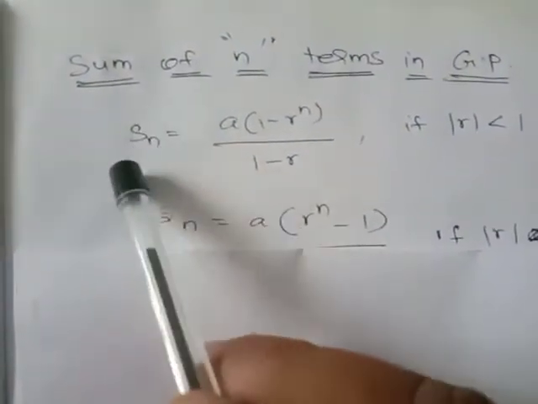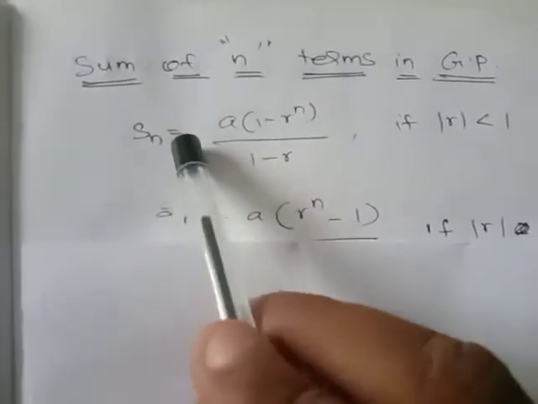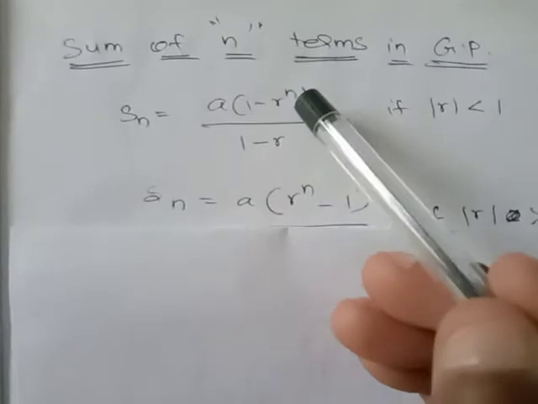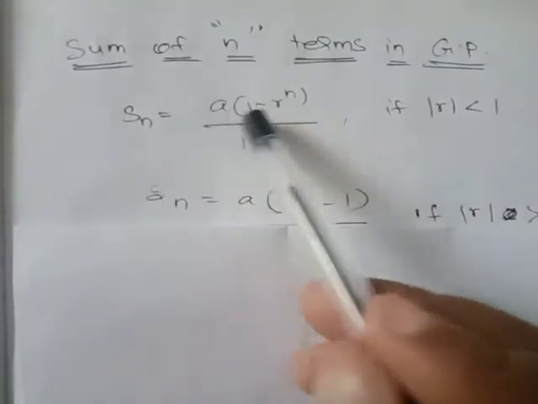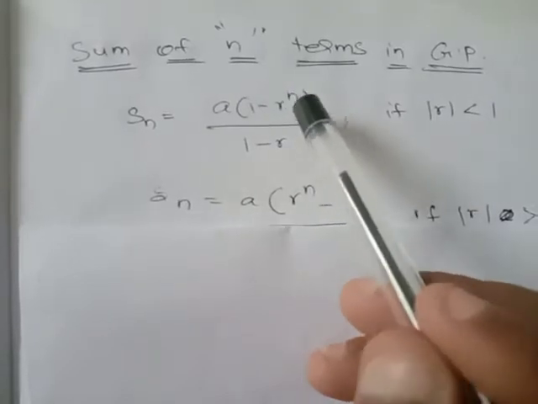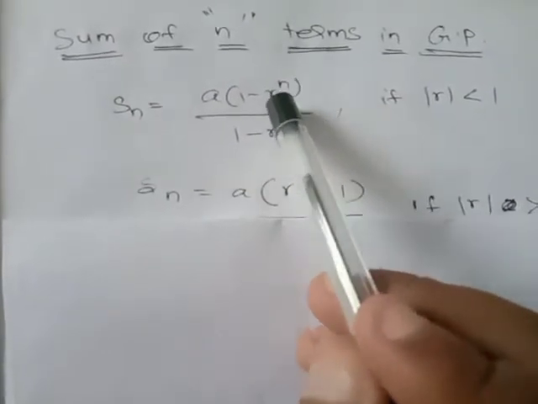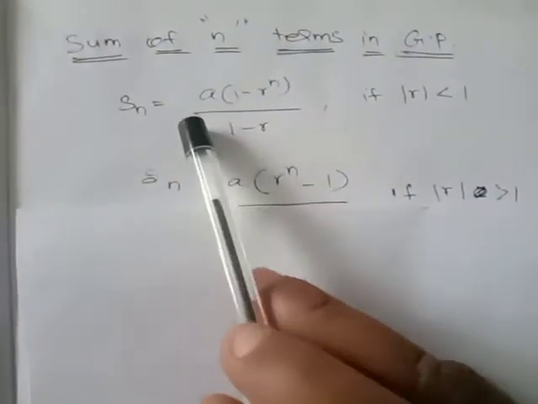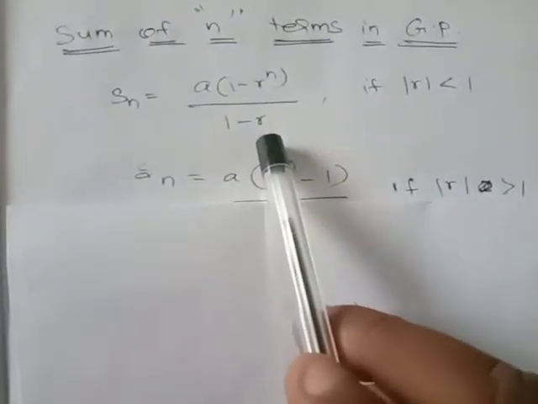We know that sum of n terms in a GP can be represented as Sn, and the formula is a into 1 minus r power n. This power n is only for this r. It is not for the entire 1 minus r whole power n. I repeat once again, this power n belongs to only this r. And a into 1 minus r power n divided by 1 minus r.